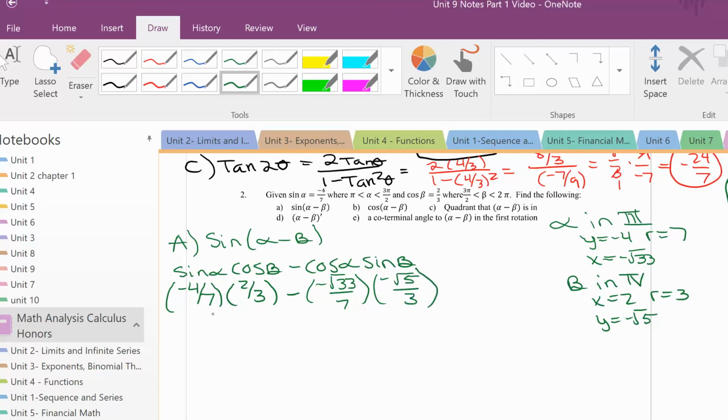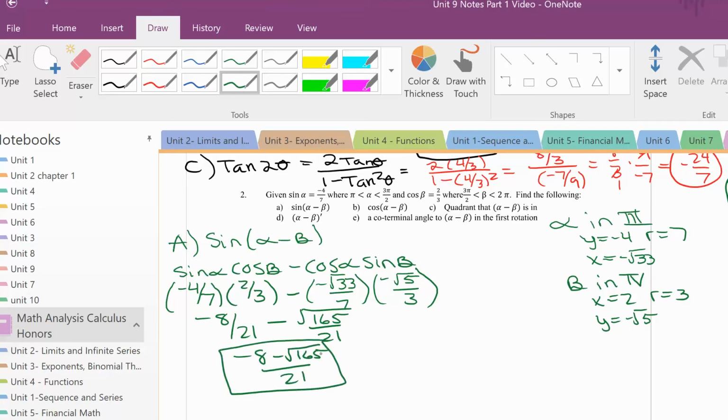So then it's just do the math. So it's negative 8/21 minus the square root of 165 over 21. And so it's negative 8 minus rad 165 all over 21. And if you type that in your calculator, we'll figure out if it's positive or negative. And it turns out to be negative.